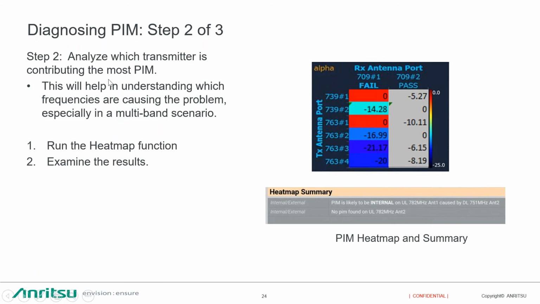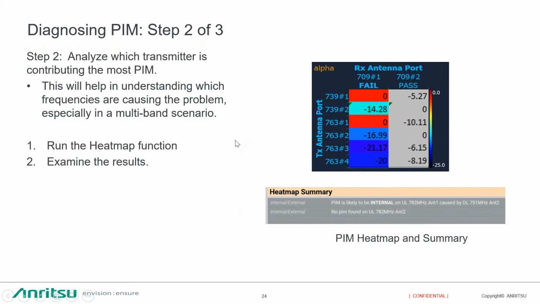And so this will help you understand, obviously in that multiband scenario, do I have transmitters that are contributing more than others? In this case, I've got 2 transmitters that are affecting this 709 number 1 uplink. It's the 739 transmitter and the 763 transmitter. And so now you know when you go to your troubleshooting phase, oh, well, I need to focus on these 2 transmitters because those are the ones that are contributing most to my PIM. So you can look at this graph, which is a report that comes out of the IQ FiberMaster, and you can examine the results in a heat map summary, plain English as well.